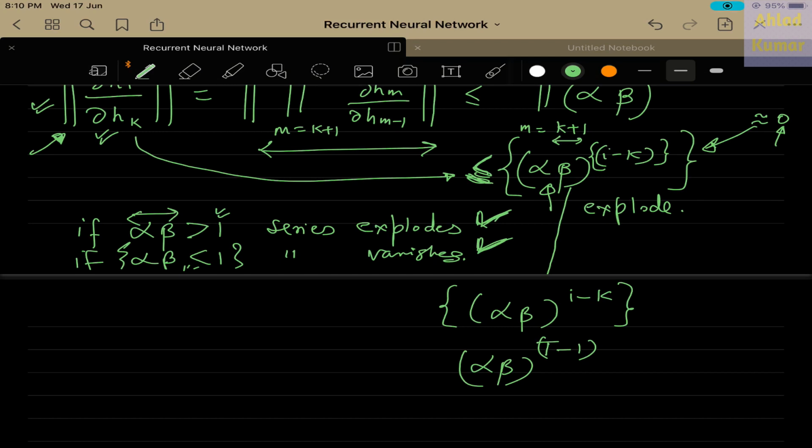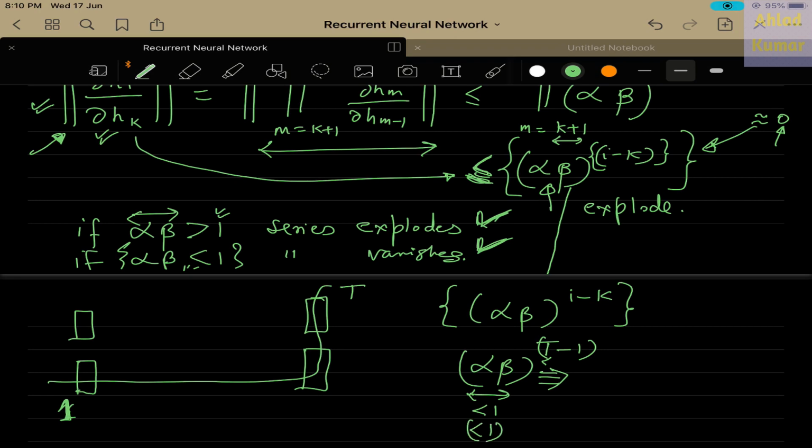That means you are actually taking the back propagation from the last unit of the RNN till the first unit of the RNN. So you are taking the back propagation from the last unit, that is at time t, till the first unit of the RNN, that is at time t equal to 1. If alpha beta is less than 1, then raising it to the power of t minus 1 will make it very small. Similarly, if alpha beta is greater than 1 and you raise it to the power of t minus 1, then it will be very high.